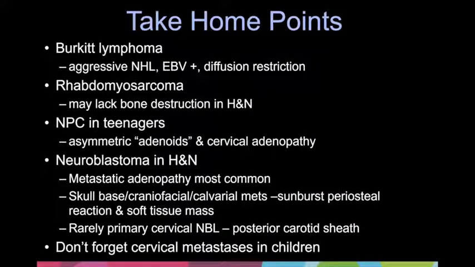Primary cervical neuroblastoma is rare, but should be thought of when a solid mass is noted in the posterior carotid sheath in a young child. And don't forget, similar to adults, other primary malignancies may metastasize to cervical lymph nodes in children.